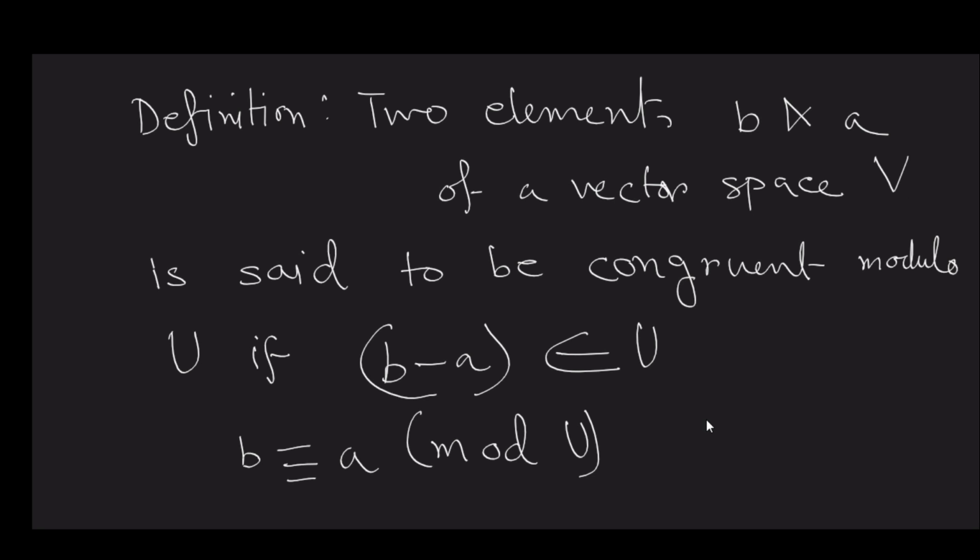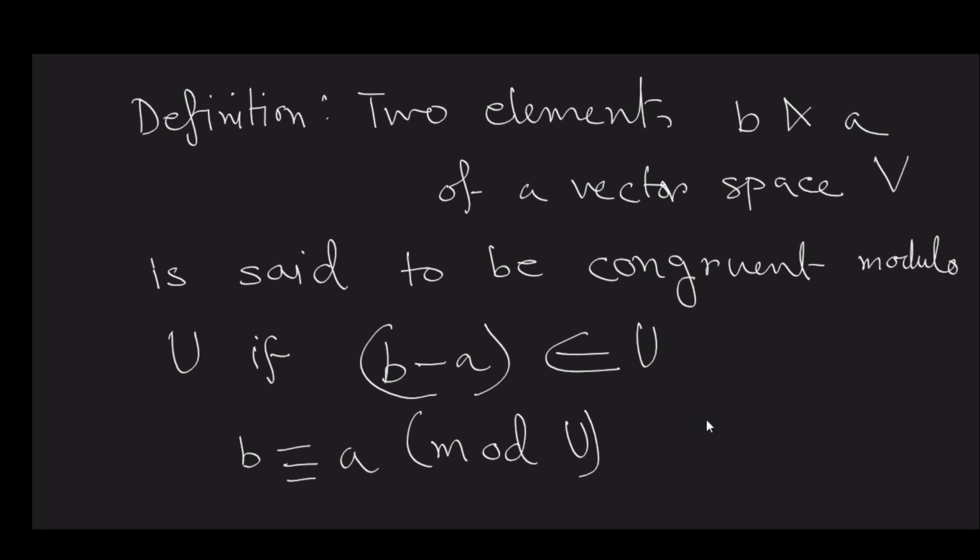Now if B is related to A, that is, B minus A belongs to U. B minus A is a vector of your vector space U. Now what we know is that this vector space is formed over which field? The field of real numbers R. So you can always pick minus 1 from the field of real numbers R.